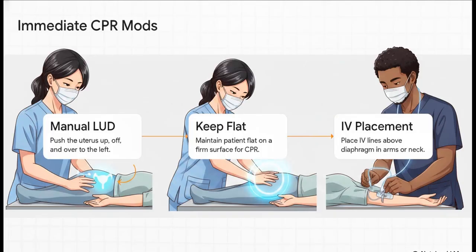So we need some mandatory modifications. Step 1, you need a dedicated team member performing manual left uterine displacement, or LUD. They have to stand there and literally push the uterus up, off, and over to the left side. You've got to get that boulder off the hose. Step 2, keep the patient flat on a firm surface. We actually used to tilt the whole patient on a wedge, but honestly, that ruins your leverage for high-quality chest compressions. Just keep her flat and only move the uterus. And step 3, make sure you place your IV access above the diaphragm, like in the arms or neck, so your medications bypass those blocked lower vessels and actually make it to the heart.